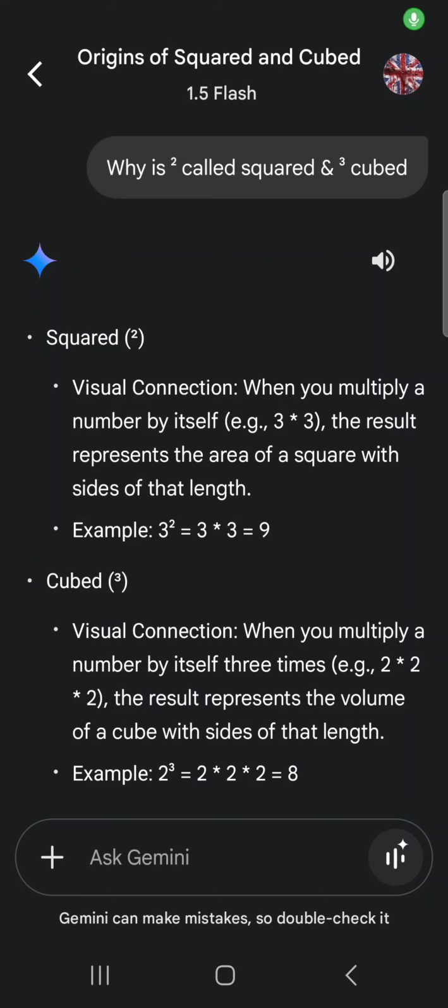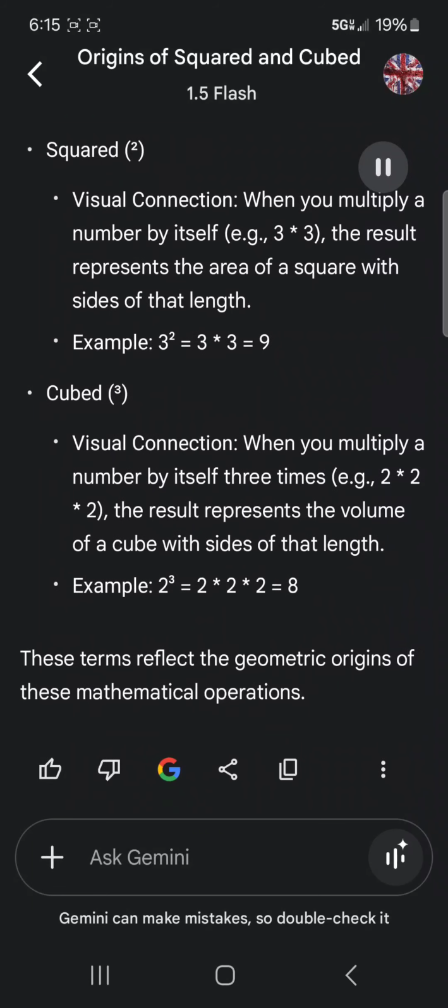Why is to the power of 2 called squared and to the power of 3 cubed? Squared. Visual connection: when you multiply a number by itself, e.g. 3 times 3, the result represents the area of a square with sides of that length. Example: 3 to the power of 2 equals 3 times 3 equals 9.